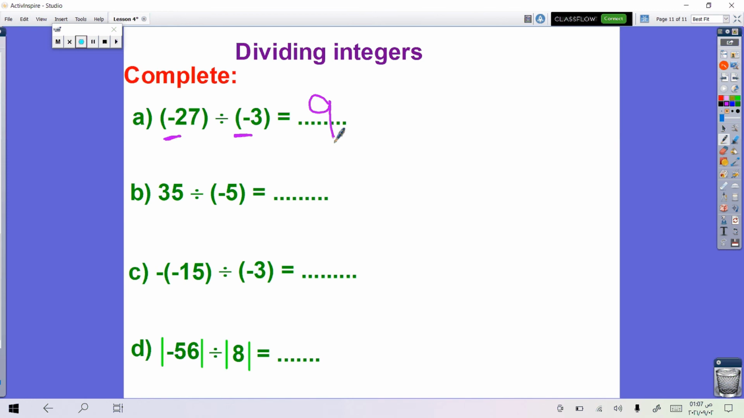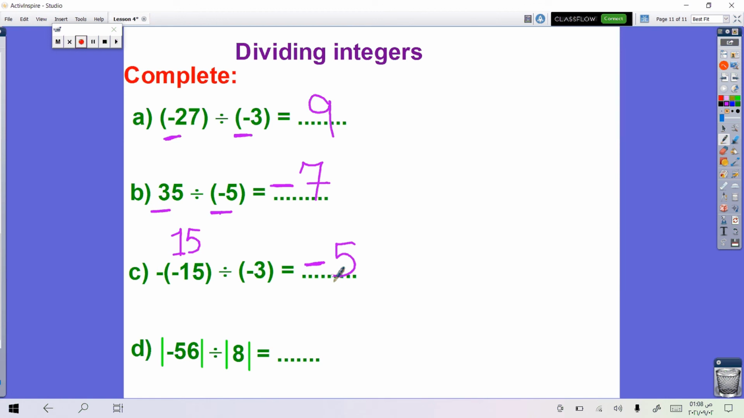35 divided by negative 5. Here we have different sign, positive and negative. So here the result will be negative. 35 divided by 5 will be equal to 7. So the result will be negative 7. Negative 15. So negative 15 means 15, so 15 divided by negative 3. Here we have different sign, so the result will be negative. 15 divided by 3 will be equal to 5. So the result will be negative 5.